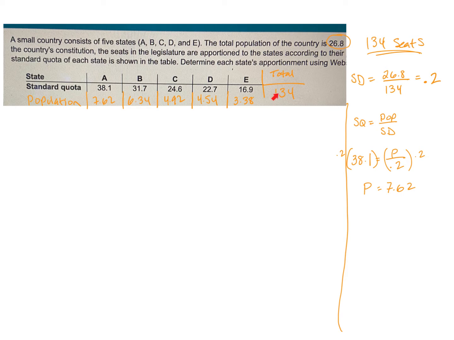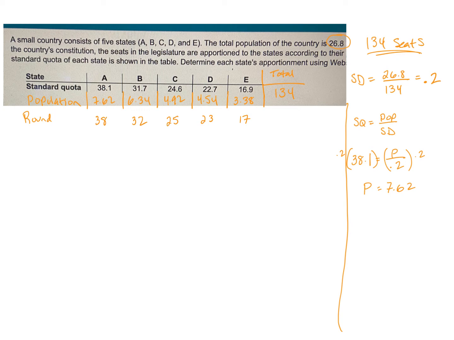Okay. Now, the whole idea here is that we want to give out 134 seats. You can't give out a part of a seat, so we round. Okay, so Webster's method rounding is just your standard rounding rule. 0.5 and above round up, below 0.5 you round down. So I would get 38, 32, 25, 23, and 17. So those are my rounded quotas.